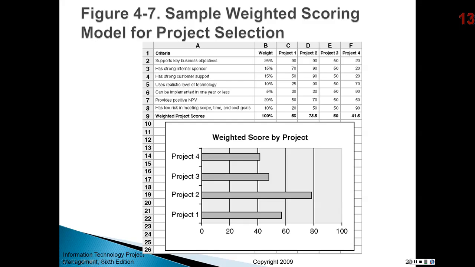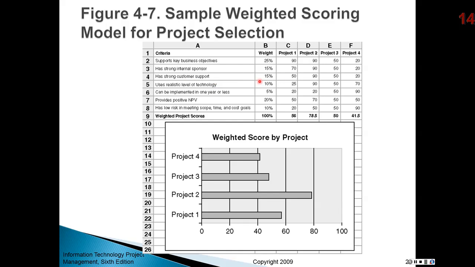So what is a simple weighted model? It works something like this. You come up with qualitative factors, meaning the factors that you're going to use for evaluating your projects against. For example, does this project support key business objectives? So it's more like a qualitative factor, right? It's not like a financial factor. Does your project have a strong internal sponsor? Does your project have strong customer support?